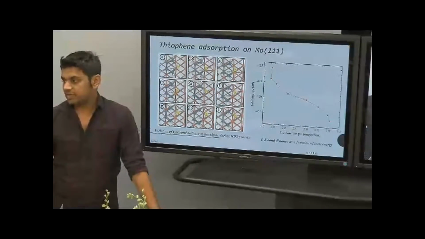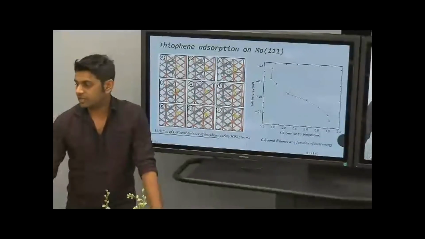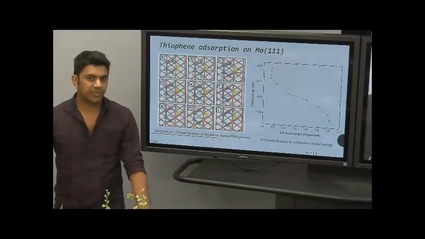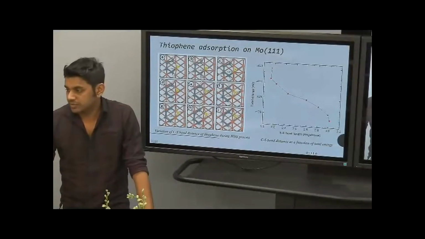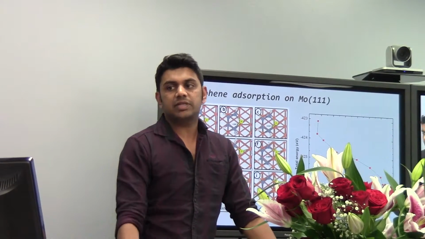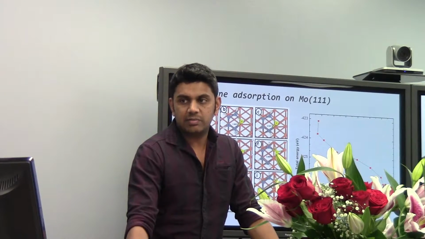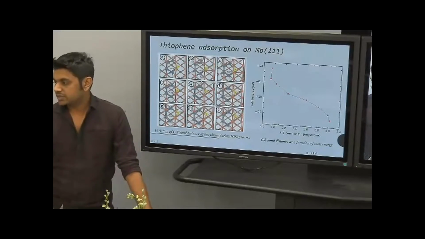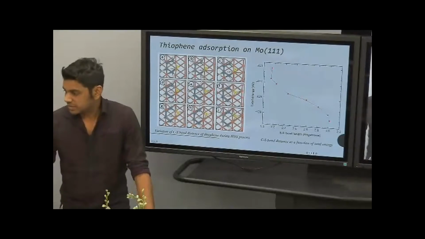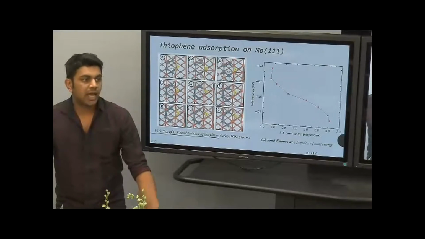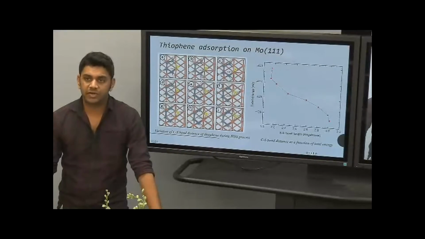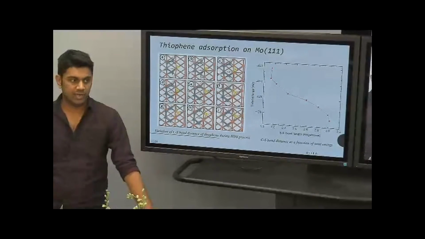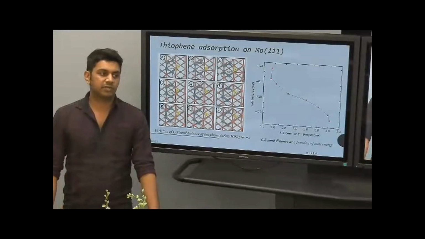Here you can see the variation of carbon-sulfur bond distance during this adsorption process. As you can see, with time this carbon-sulfur bond is elongating and dissociating. Here you can see the carbon-sulfur bond distance as a function of total energy. As the carbon-sulfur bond distance increases, the total energy of the system decreases. That means the system tends to stabilize by dissociating this carbon-sulfur bond.